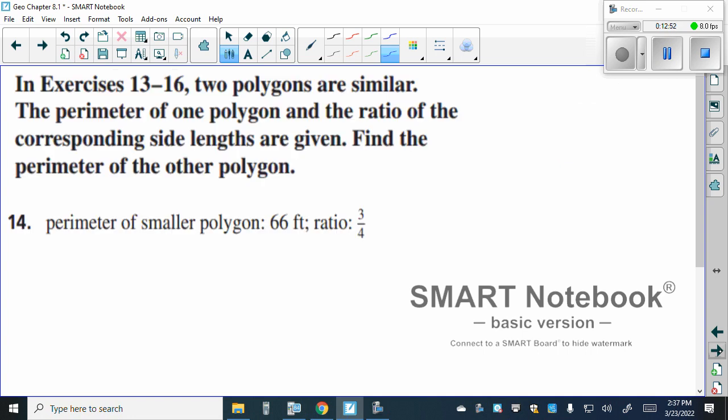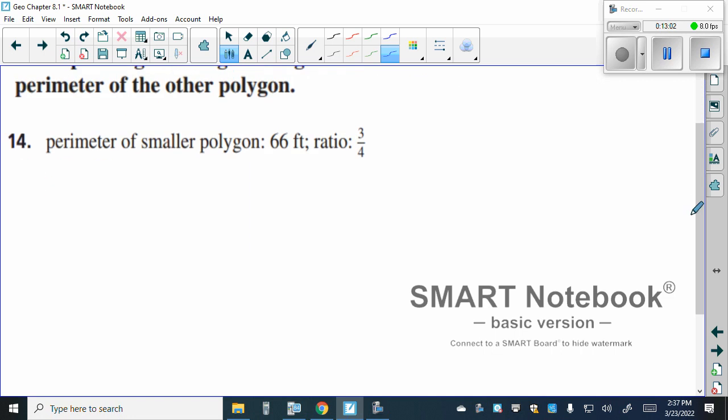Okay. I do want to look at these next two here, 14 and the one after it. Now these here, they didn't give us two polygons, but they did tell us the perimeter and their ratio, the side lengths as they compare to each other. So we're still going to use two fractions. So we want to find the perimeter x, and they gave us a perimeter of 66. Now the question is, are we going from smaller to bigger or bigger to smaller? Because what did they give us? So we're going to bigger, yes?